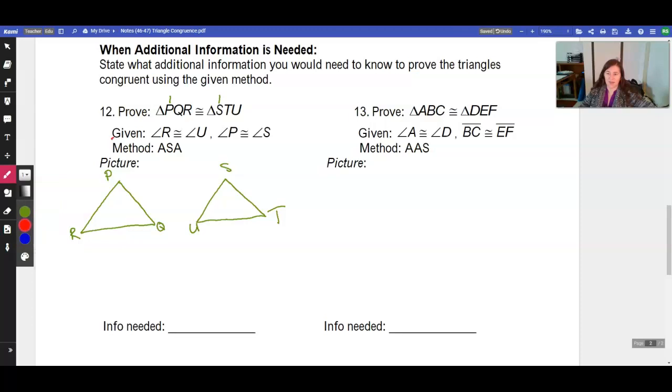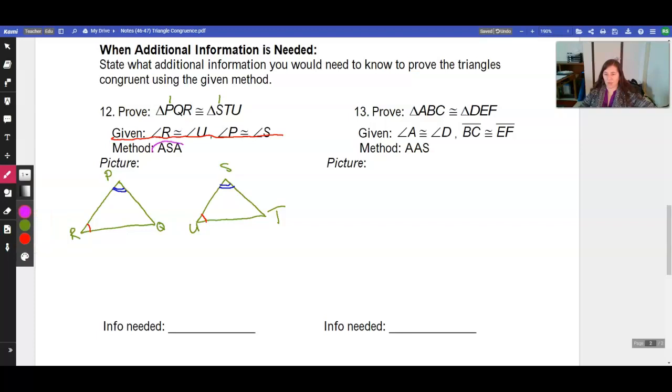Okay? And then this given, this is what they tell us we already know. So we know R and U are congruent, so let's mark those congruent. And they're angles, so we mark them with little arcs. And then it says P is congruent to S, so I'm going to mark P and S congruent with 2 arcs. Again, angles, we use arcs. And then here's what's different about this question.